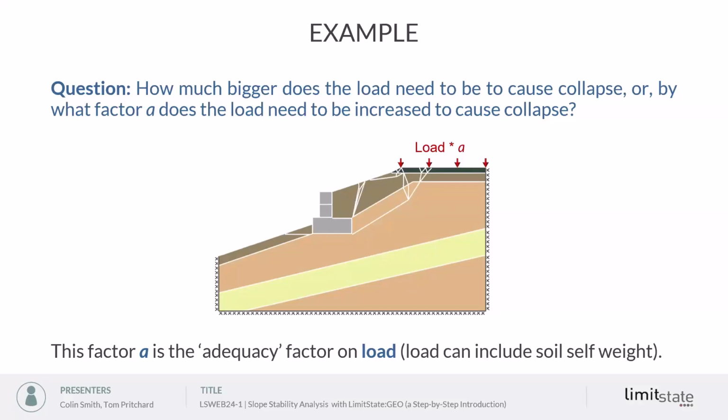One is to ask a question: if we have an existing load in the system, by how much do we have to increase that load in order to achieve a collapse state? So in this case, if we talk about that surcharge or that assumed traffic loading on the road, how much bigger do we have to make that before this thing will collapse? And that factor is what we'd call the adequacy factor on load, or factor on load. And that can be applied to external loads or indeed to self-weight of materials in the software.